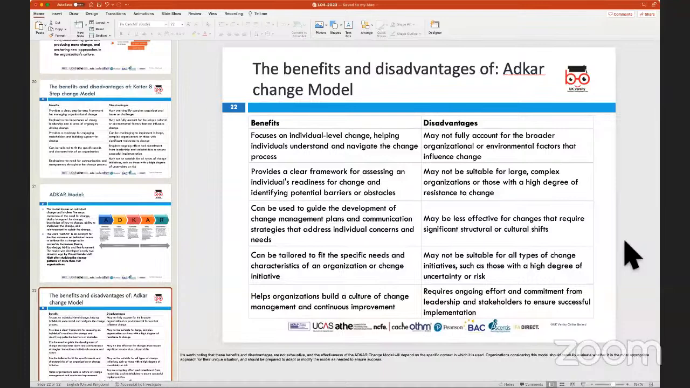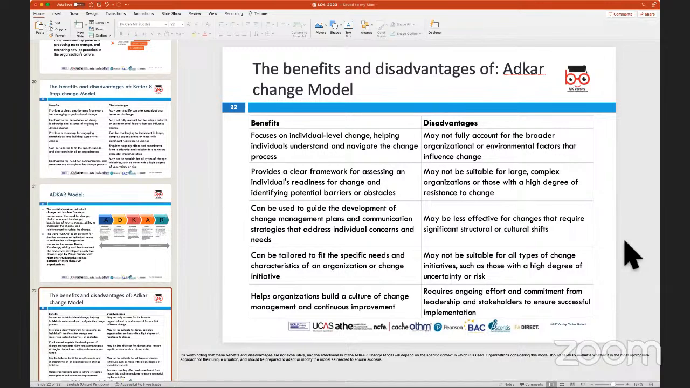And this allows the organization to embed change within the culture and then the structure of the organization. Obviously, there are disadvantages as well. These disadvantages tend to be that sometimes this process can be too long. It can be complex. It can be less effective in certain types of businesses. And it could be that not all types of businesses could apply the 5 stages of the ADKAR model in order to embrace change within the organization.